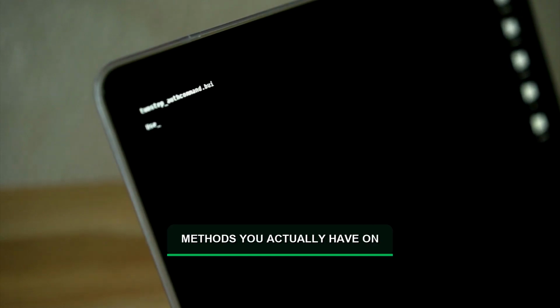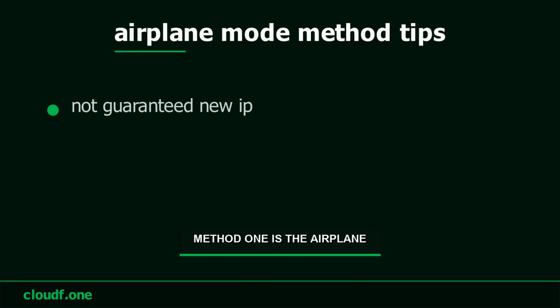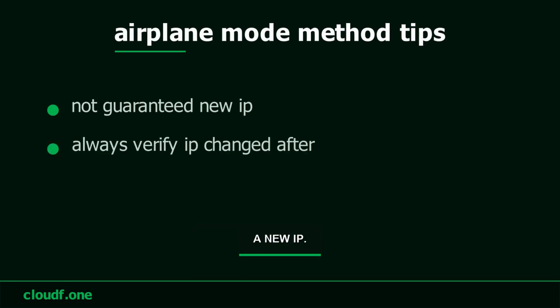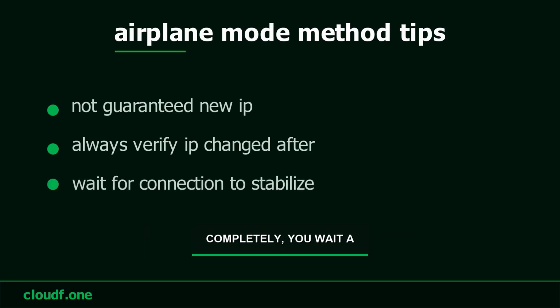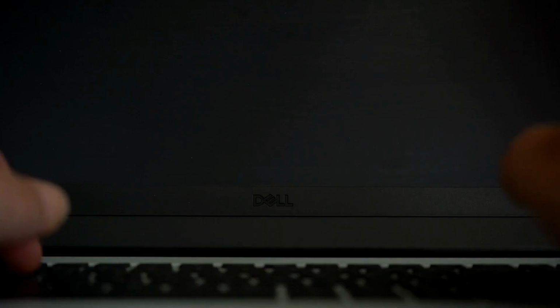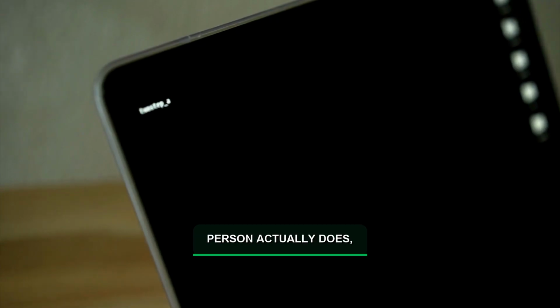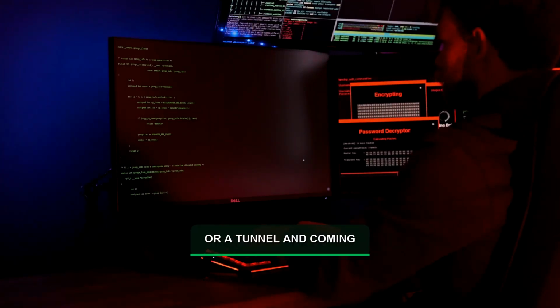Let me give you the methods you actually have on a real cloud phone, from gentlest to most drastic. Method 1 is the airplane mode toggle. This is the simplest way to ask the carrier for a new IP. You switch airplane mode on, which drops the cellular connection completely. You wait a few seconds, then you switch it off. The phone reconnects to the network and renegotiates its data session. A lot of the time, the carrier hands back a different IP from the pool. It is quick, it is gentle on the hardware, and it mimics something a real person actually does, like stepping into a lift or a tunnel and coming back.